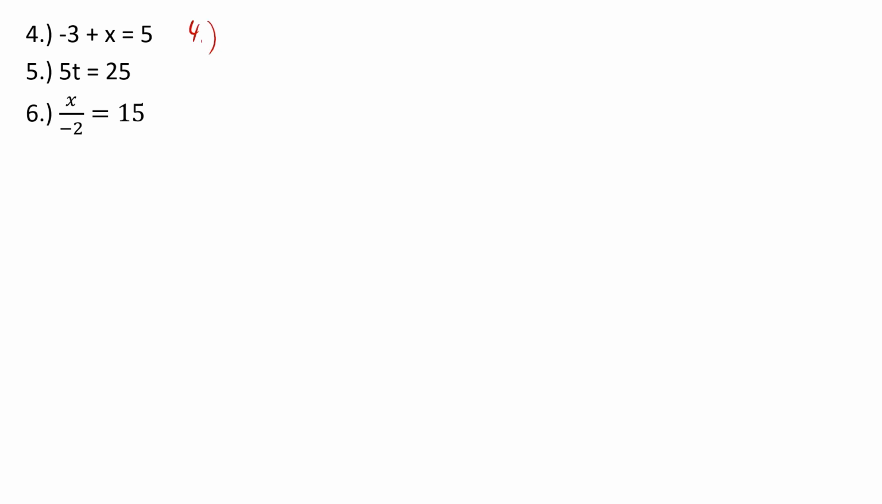So we have negative 3 plus x is equal to 5, and we want to get that x by itself. So we have that negative 3, and I can get rid of that negative 3 by adding the opposite of negative 3, which is positive 3. And if I add a positive 3 to the left, I must add a positive 3 to the right.